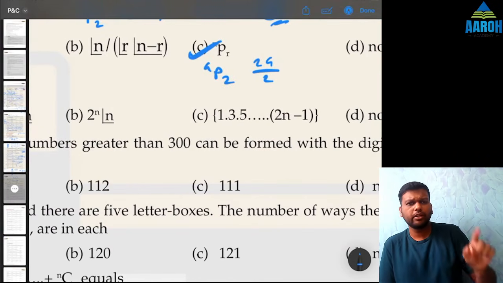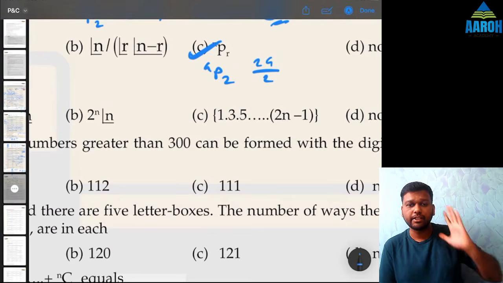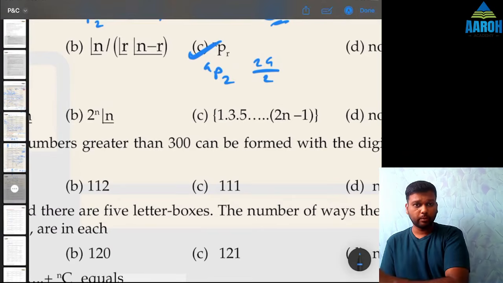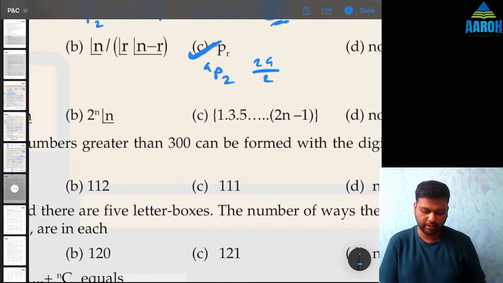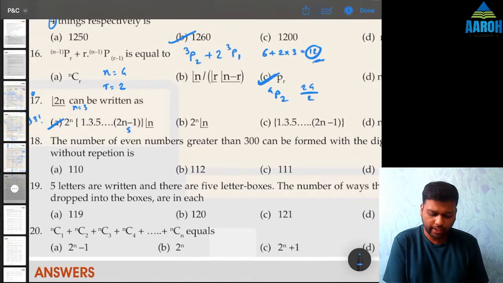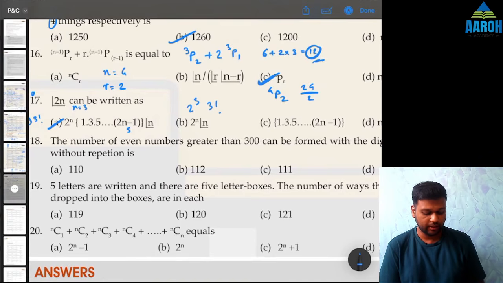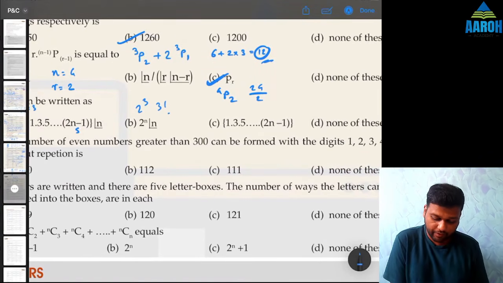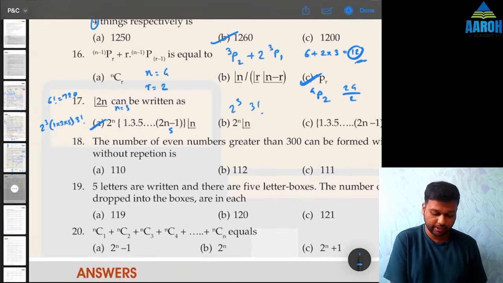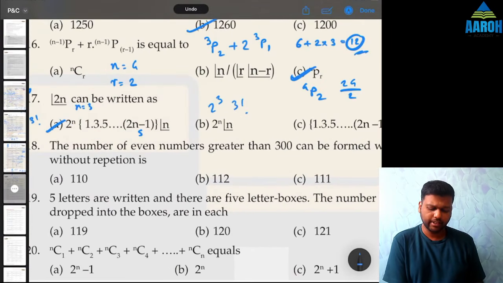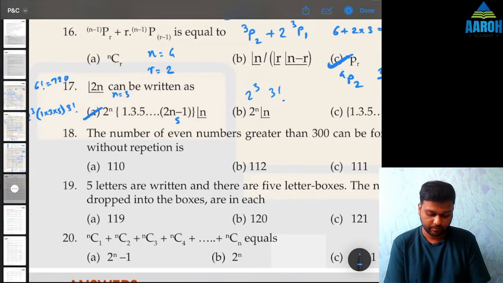A is giving us the correct answer, but we also have to check option B, C, because whenever you are assuming a number, you cannot just see one option. If it matches, tick it. You have to check all the options to see that other options are not matching. Okay. So 2 raised to n into n factorial, this is easy. 2 cube into 3 factorial, that is 8 into 6, not correct. Then 135, that is also not correct, because that is just this part, right? So A is the correct answer for question 17.